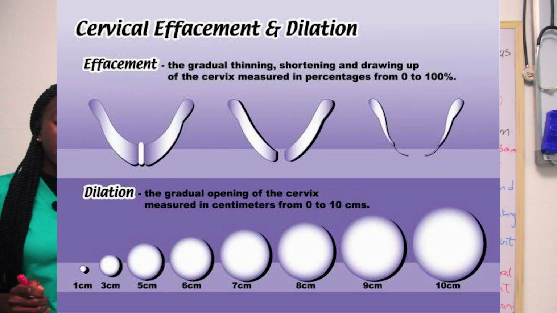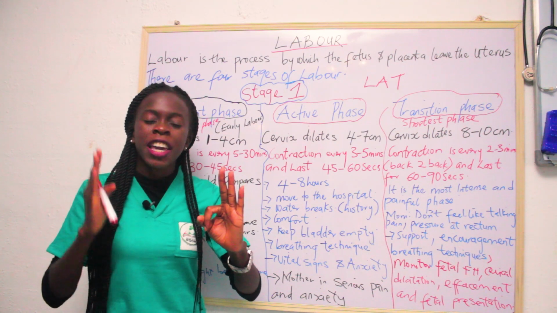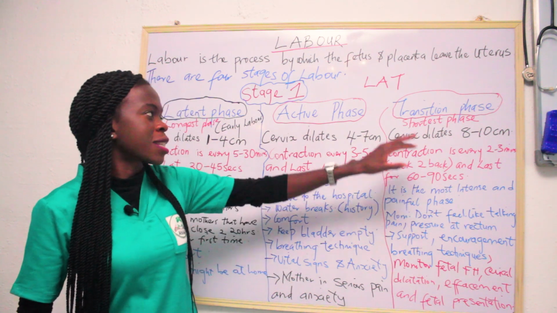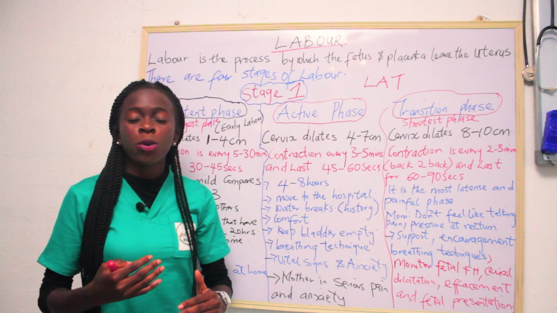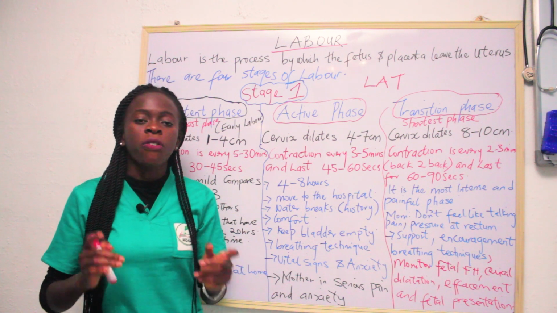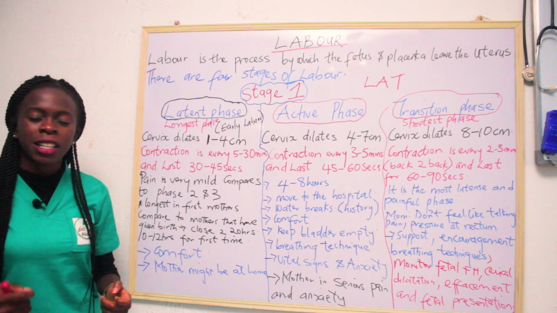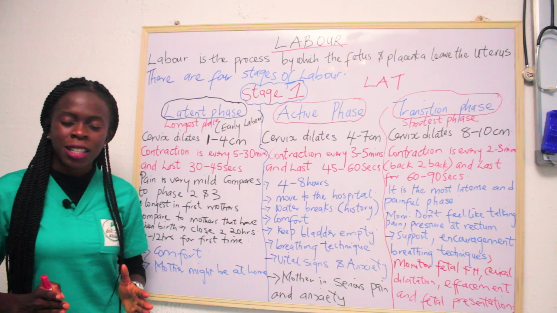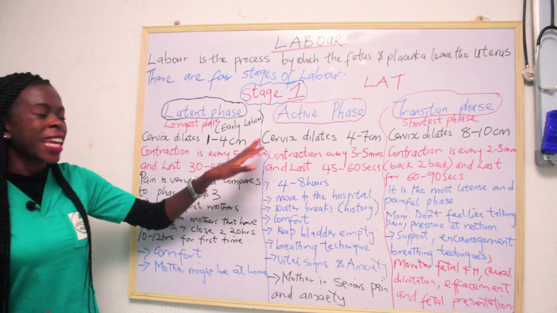The first stage of labor involves 3 phases. I usually remember these 3 phases with this: LAT. L-A-T. So the first phase is the latent phase. The latent phase is the longest phase, and it is also known as the early labor.